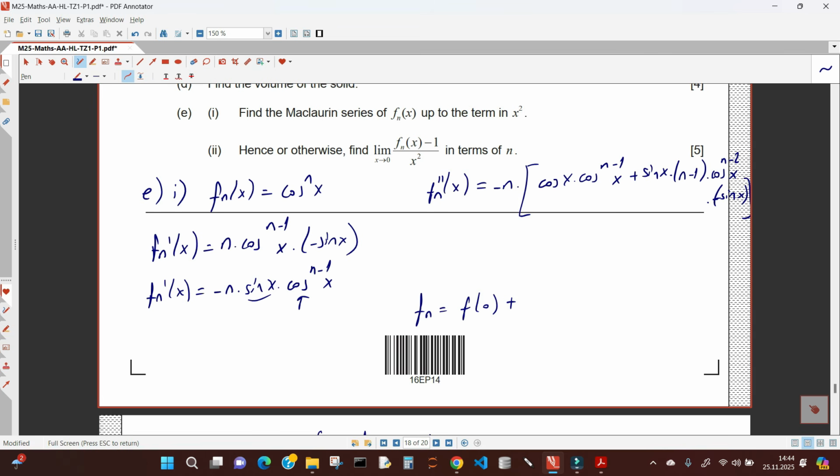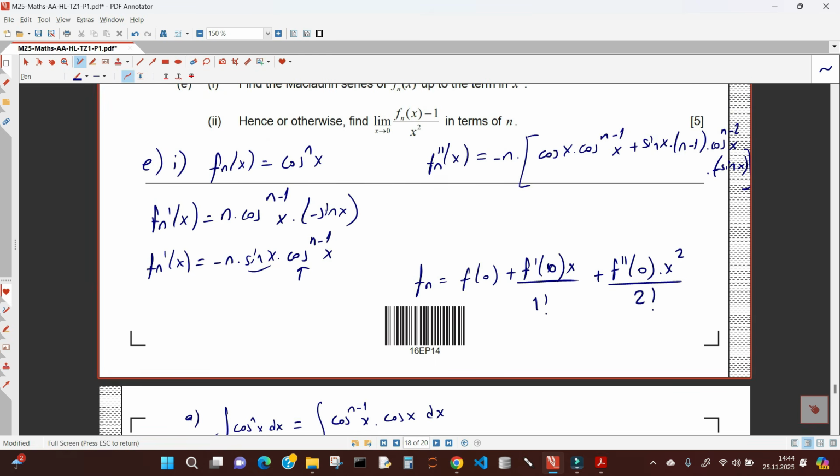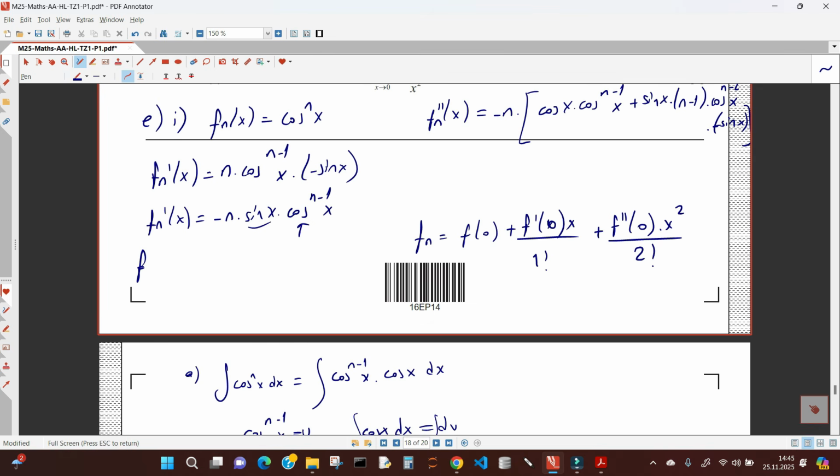In the formula we will find f(0) plus the first derivative of f at the point 0 times x divided by 1 factorial, plus the second derivative of the function at the point 0 times x squared divided by 2 factorial. So what is f(0)? Here it is cosine to the power of n at 0, which is 1.